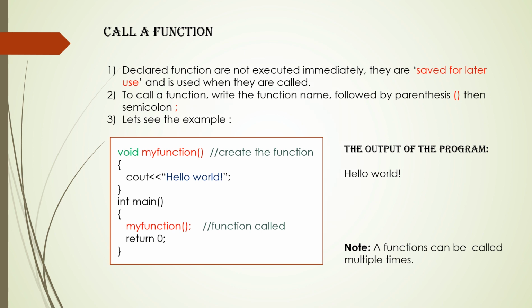See the example here. I have created a function that is not returning any value, and inside the function I am printing hello world. So see here how it will get executed: inside the main function, I have called that function. Focus on the output screen here. We get the output as hello world. The function has been executed, and one thing to be noted here is that a function can be called multiple times. You can call that particular function many times inside the main function.